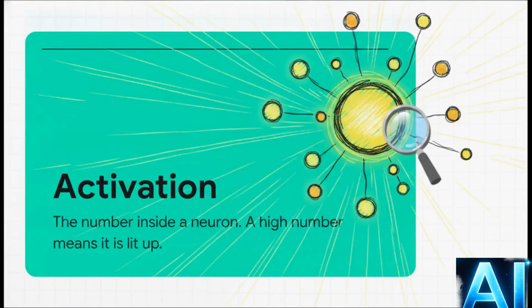Now, the specific number sitting inside that container is called its activation. You can visualize this like a light bulb. If a neuron's activation is a high number, close to 1, that neuron is lit up. And it's this lit up activation that actually triggers the flow of information forward into the rest of the network.